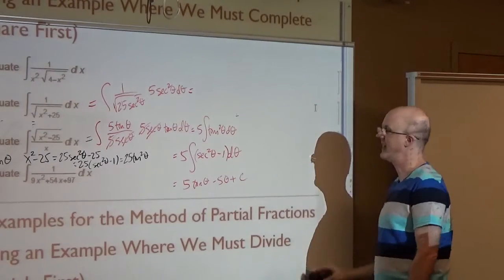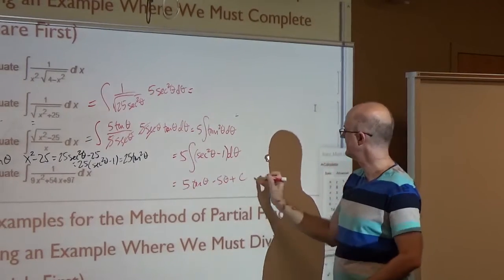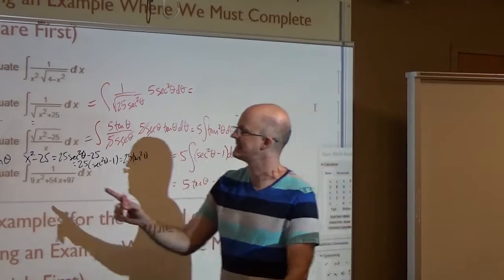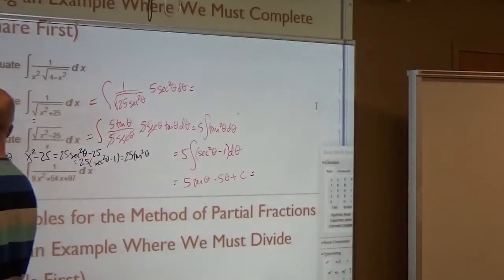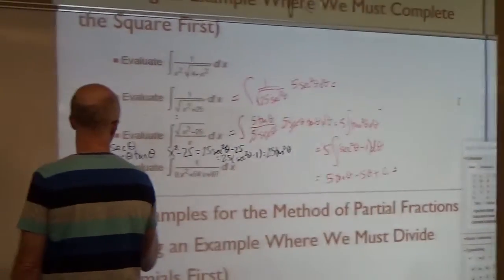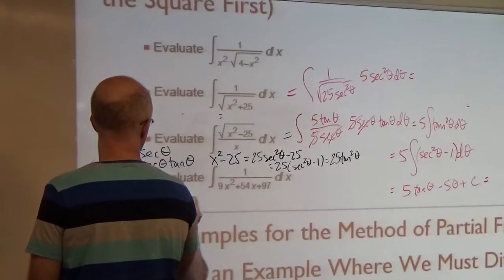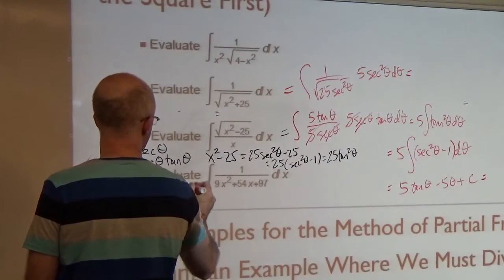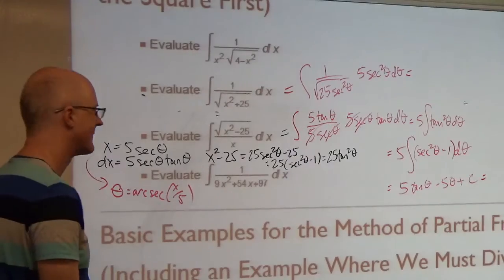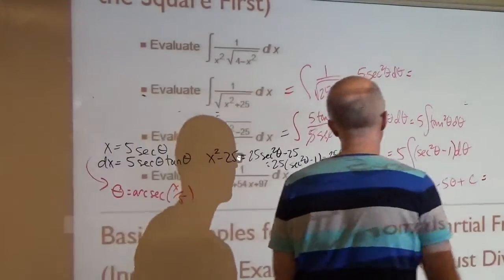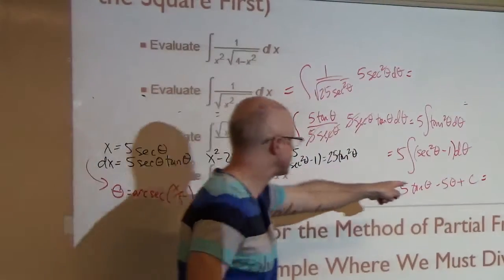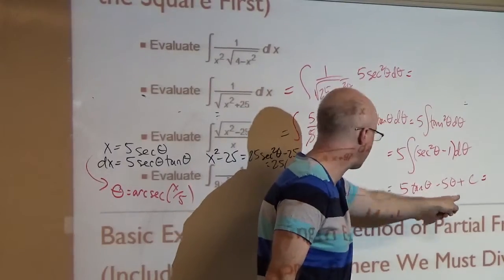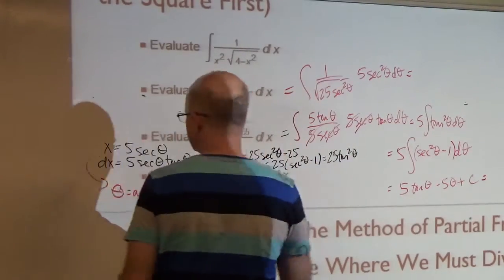Get it back in terms of x. Theta is, based on this, arc secant, which you may have never used before, of x over 5. You can replace this theta then with arc secant of x over 5. What about the tangent of that angle?